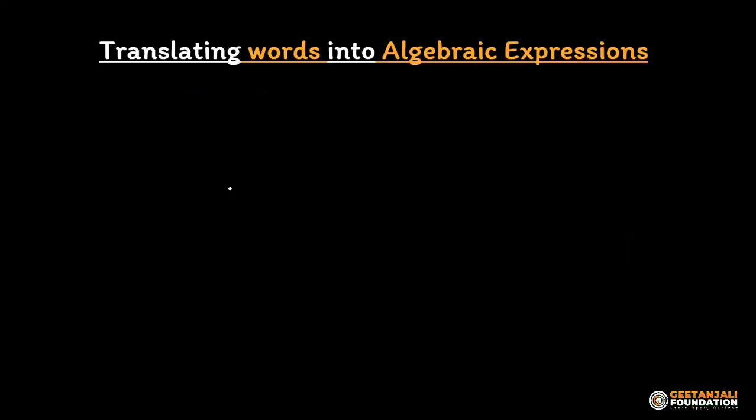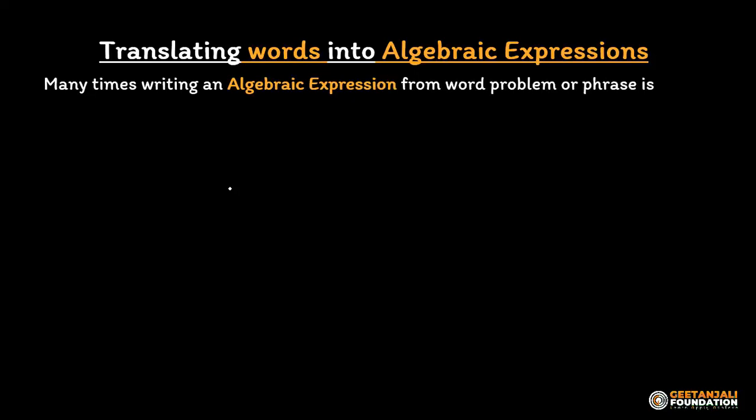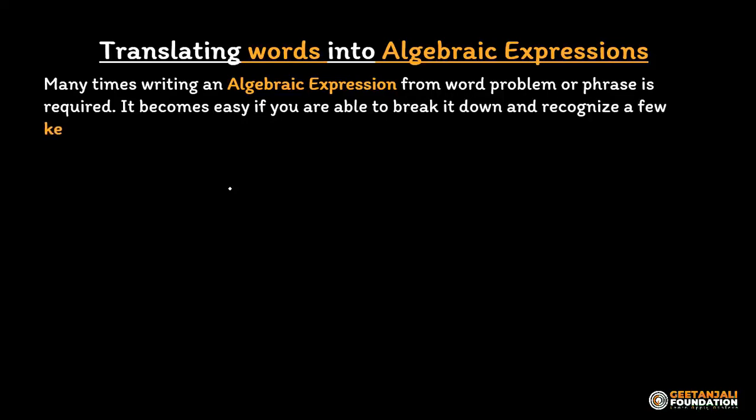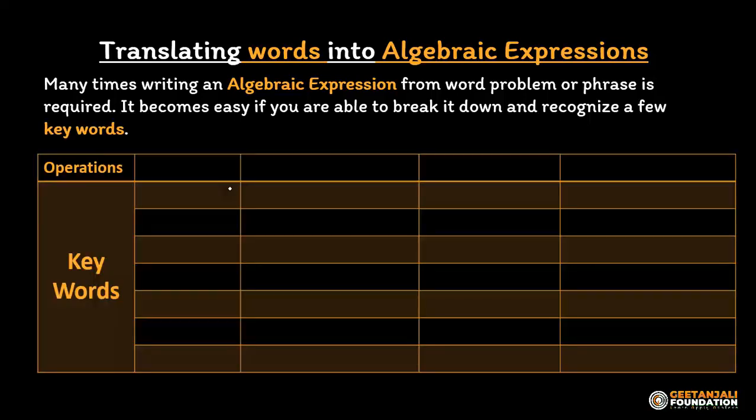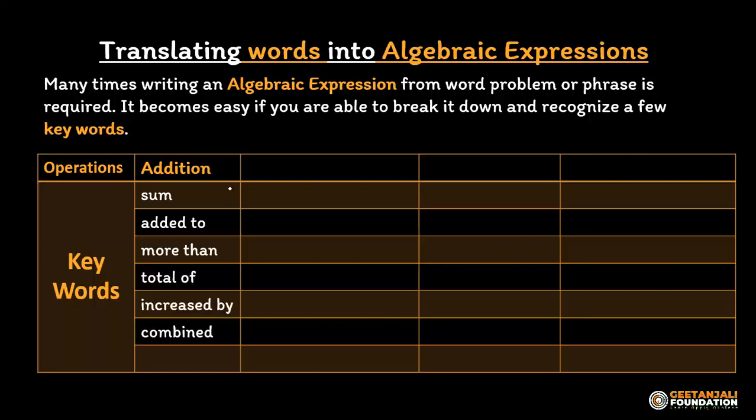So translating words into algebraic expression. Many times you need to write algebraic expression out of the given word problem, but you may find it difficult. But if you learn a simple trick to break it down and recognize a few keywords, you will be able to do it easily. So let's see what are those keywords. For different operators, there are different keywords. Let's start with addition. You may see sum, added to, more than, total of, increased by, combined, together. Anytime whenever you see these terms in your word problem, you can simply think of addition as an operator.